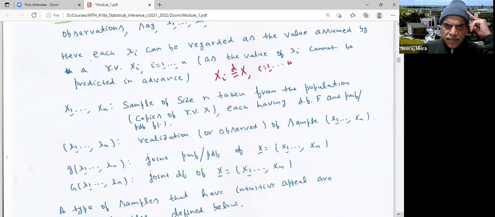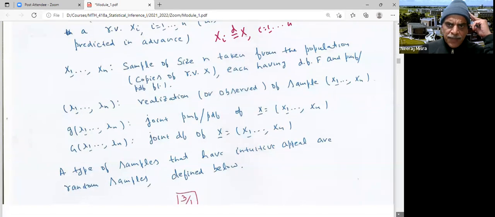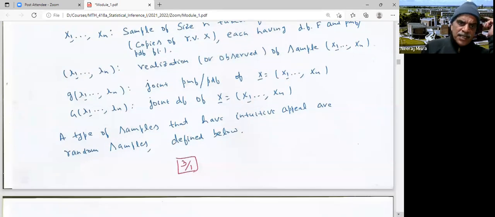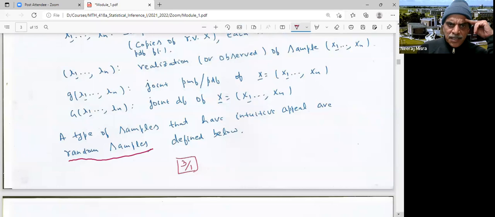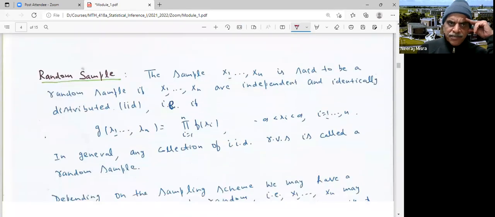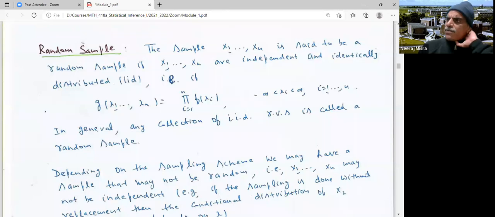So a type of samples that have intuitive appeal are called random samples. So mostly we deal with random samples. Throughout this course, we'll be dealing with random samples. And what do we mean by random samples? You might have seen it in sampling theory, that each of them has the same chance of getting selected in the sample, and they are drawn independently. So your sampling is with replacement. So the sample x1, x2, xn is said to be a random sample if x1, x2, xn are independent and identically distributed.